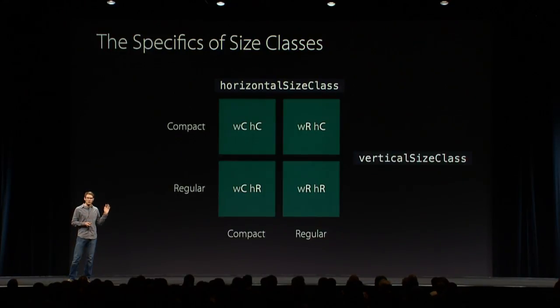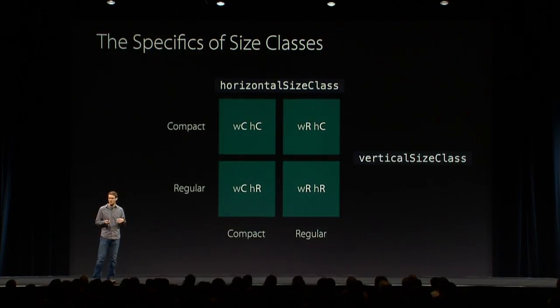Now I just want to point out real quick some of the notation that I'm using on the slide, because this is notation that you're going to see in Interface Builder and in documentation and elsewhere in the system. So this is describing a size class combination, and there's two things to look at. First, there's the W, which stands for the width class, and then a value, C or R, so compact or regular. And then H is for the height class, or the vertical class, and that again has either C or R. You're going to see this in Interface Builder and in documentation. I just want you guys to be familiar with this.